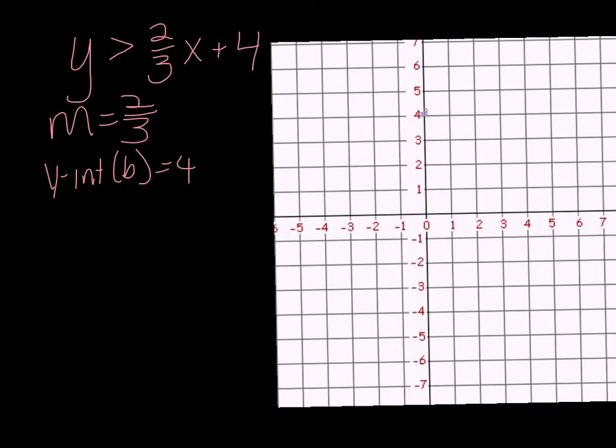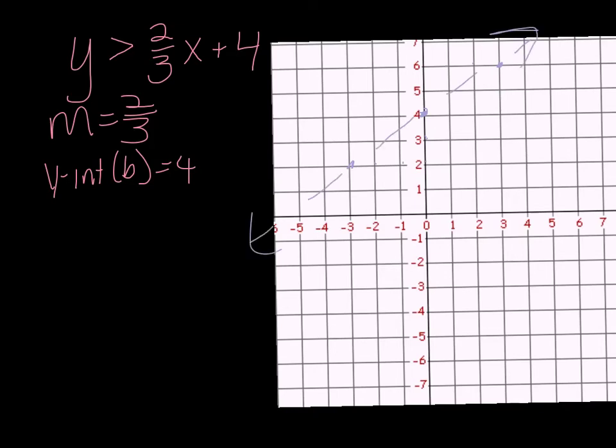So I'm going to go up 2/3. Now I can't do another point. I'm going to go ahead and do the opposite. So I'm going to go down 2, to the left 3. And we notice that this does not have an or equal to. This is going to be a dashed line.